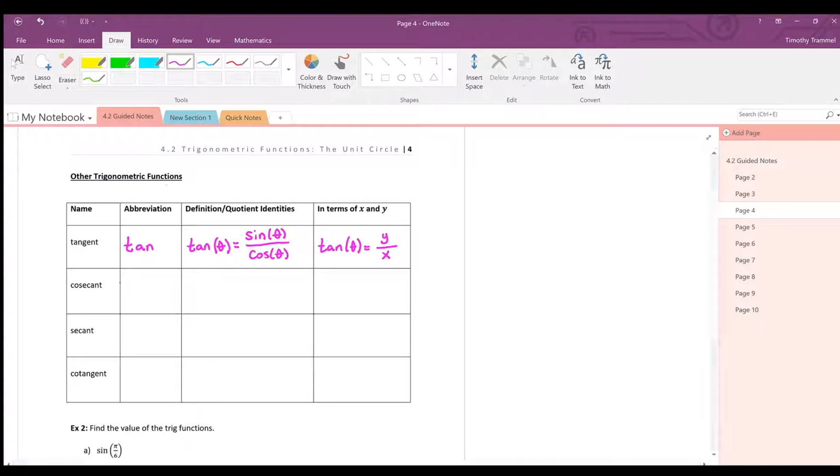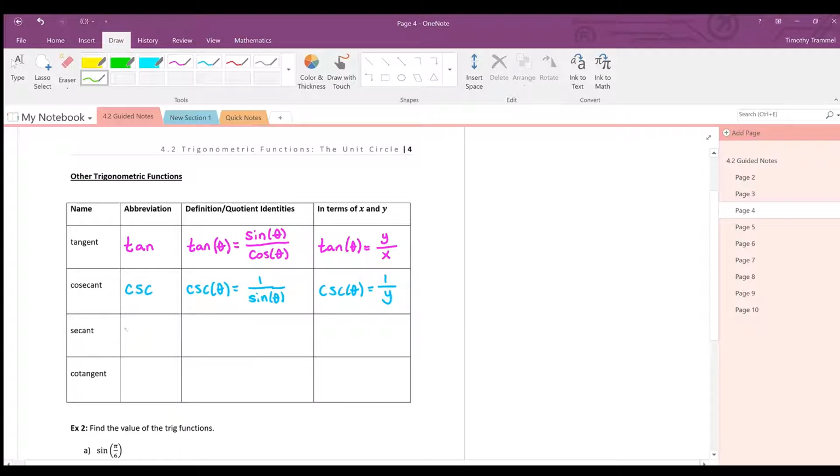Next one on the list, cosecant. It is abbreviated CSC. And so cosecant of theta is equal to 1 over sine theta. And again, sine theta can just be thought of, if we're thinking about the unit circle, as the y coordinate, so it's just 1 over that y coordinate.